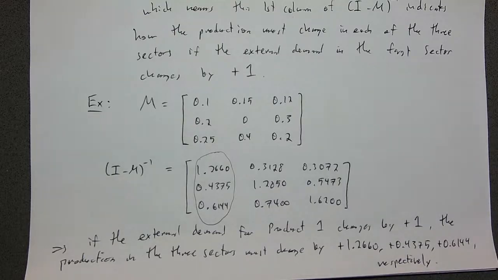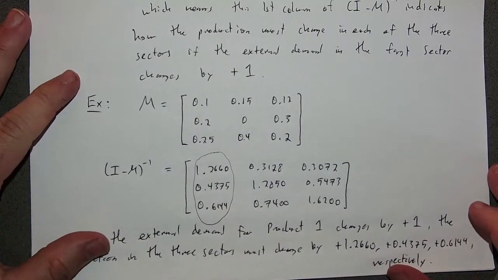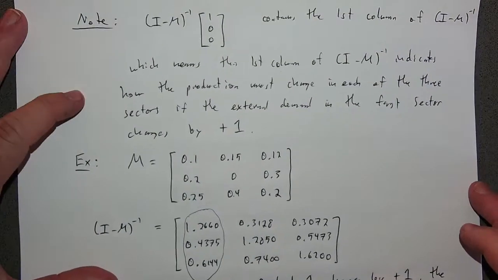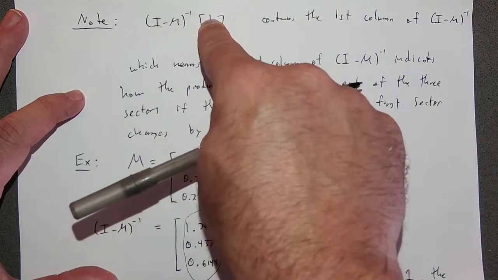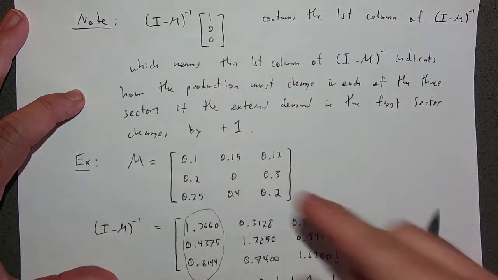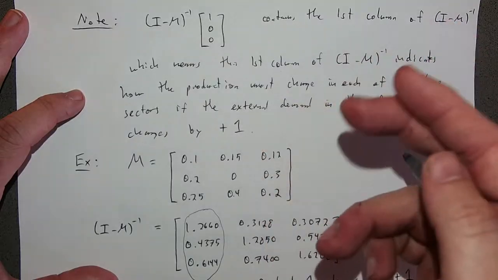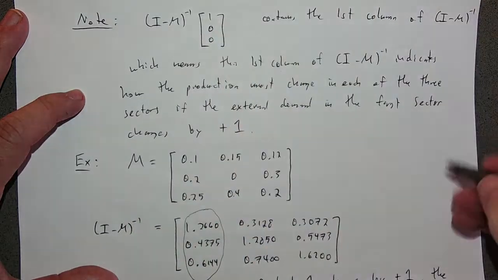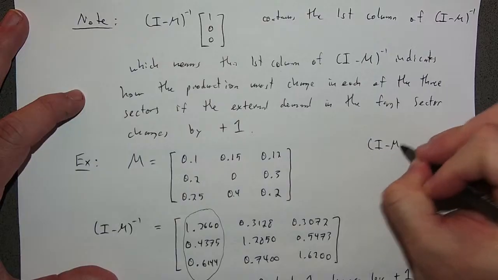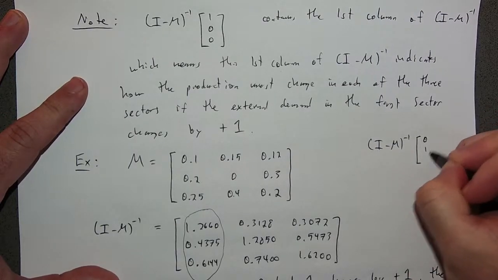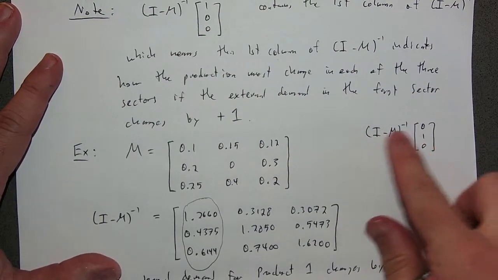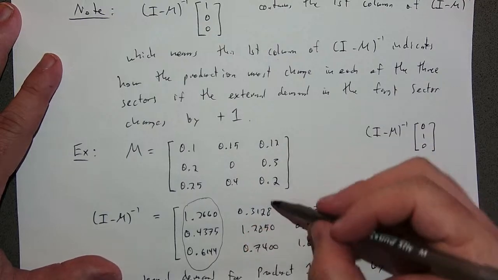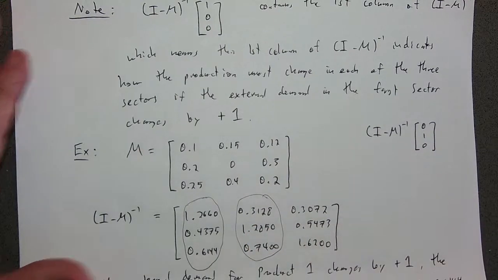Now, you may have noticed, and the reason that I wrote out all of the entries here is to say that I did this to see what happened when I increased the external demand for product 1 by 1 unit. But what if I had done the same thing, increasing the demand for product 2 by 1 unit? Then I would have this vector instead. This, of course, picks out the second column of I minus M inverse.